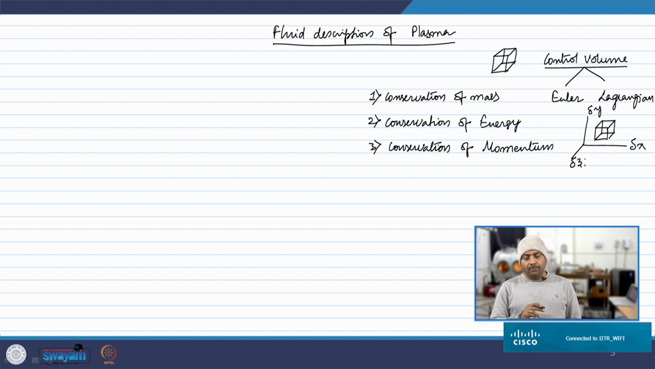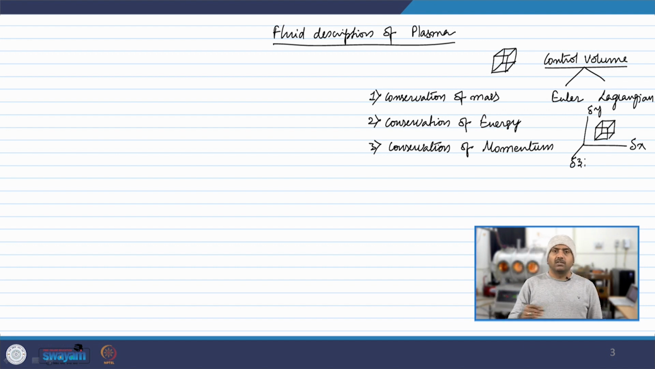Now, coming back, when we consider a Eulerian control volume, the basic idea is that it is fixed with respect to the coordinate system, it is not going anywhere, but the budget of physical quantities is calculated by understanding how much is getting into this volume and how much is going out of this volume. That is the basic idea, right.